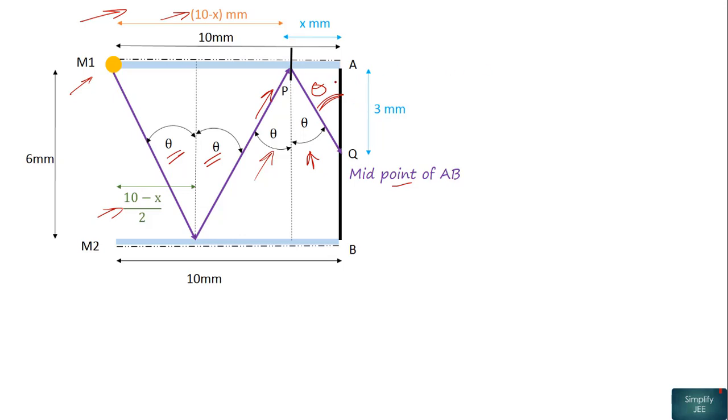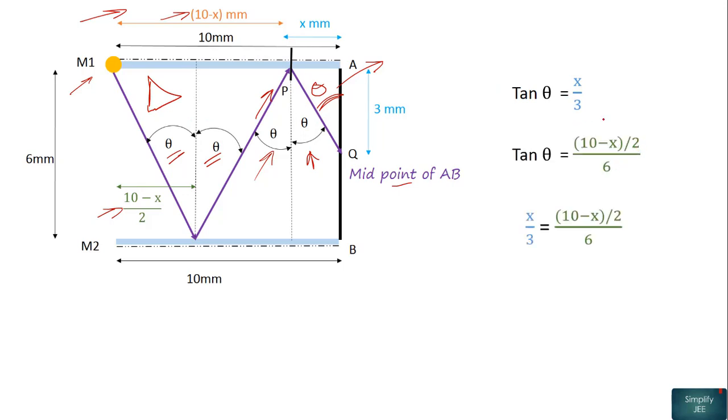Now calculating theta from this triangle, we have tan theta equal to x by 3. And calculating theta from this triangle, we have tan theta equal to (10 minus x) by 2 upon 6. Hence x by 3 will be equal to (10 minus x) upon 2 upon 6. And solving this, we can get x equal to 2 mm. Hence, the distance of point P from point A will be equal to 2 mm.